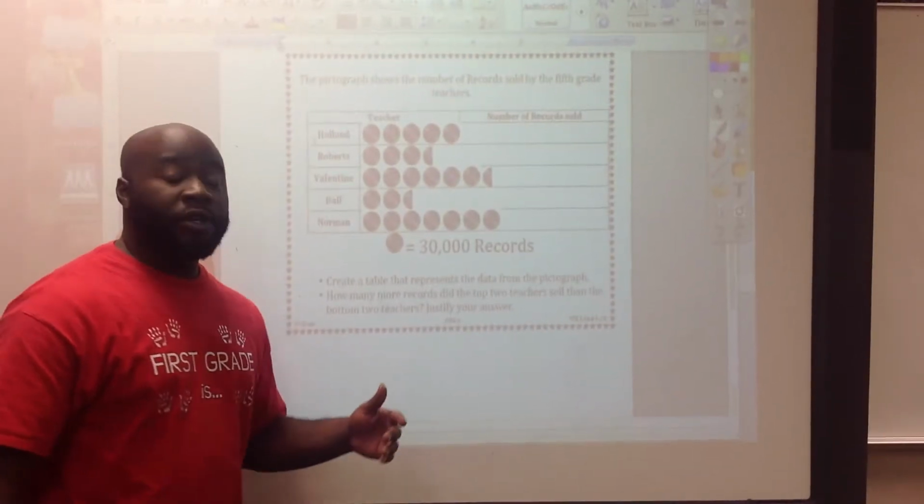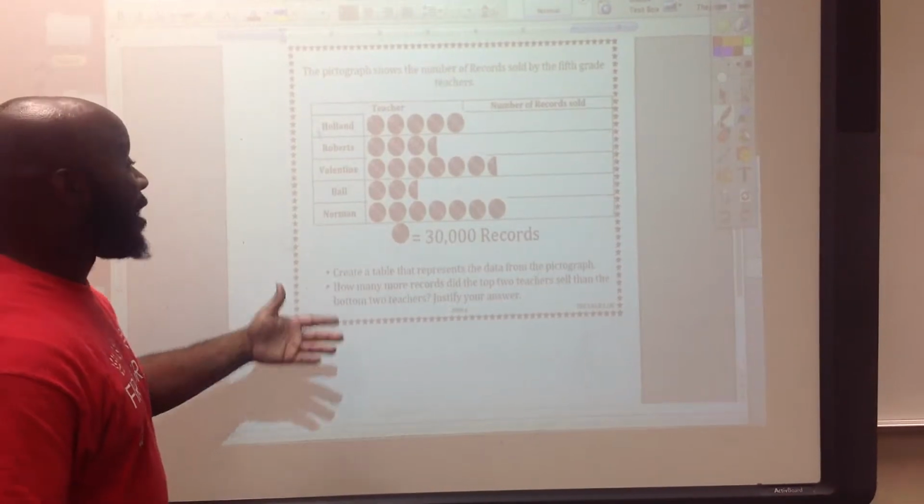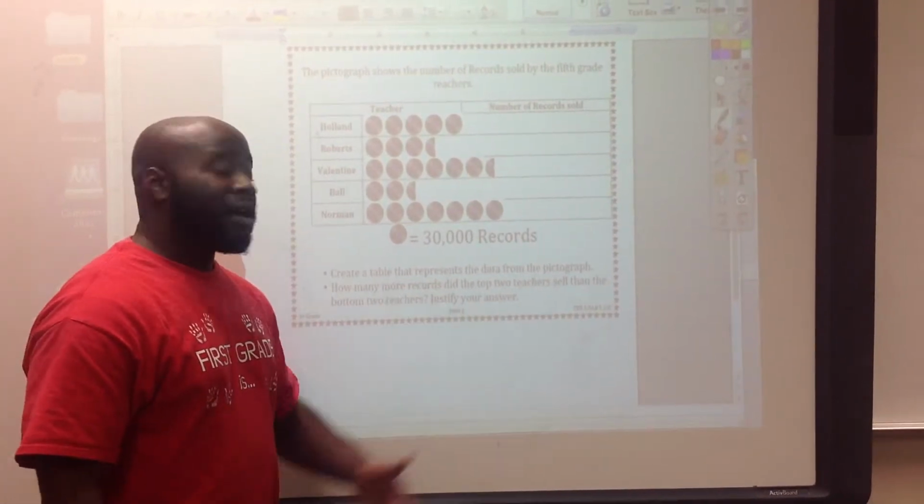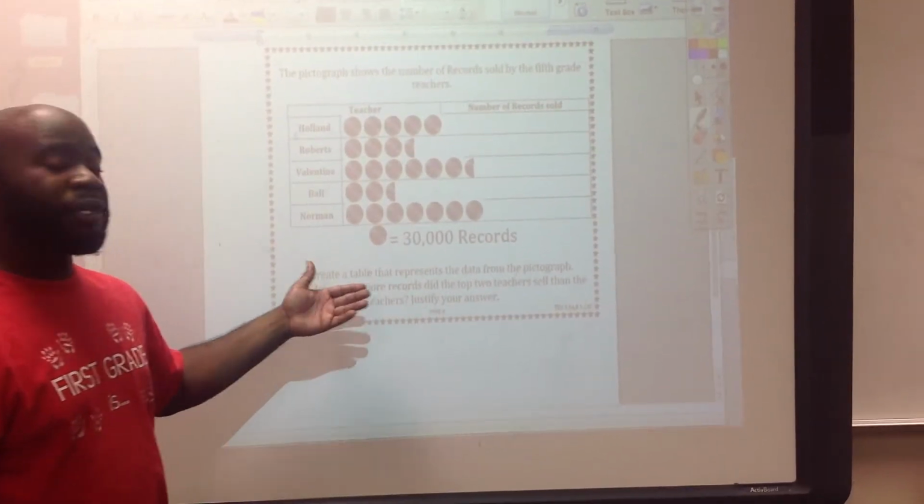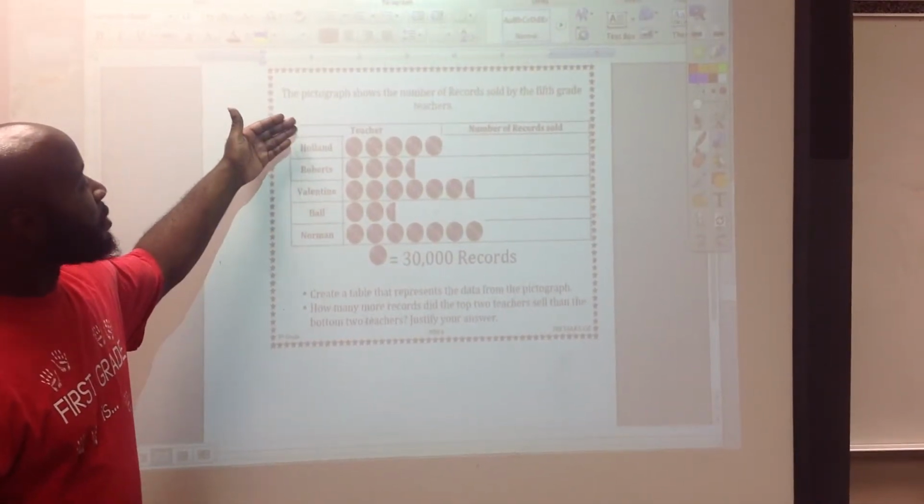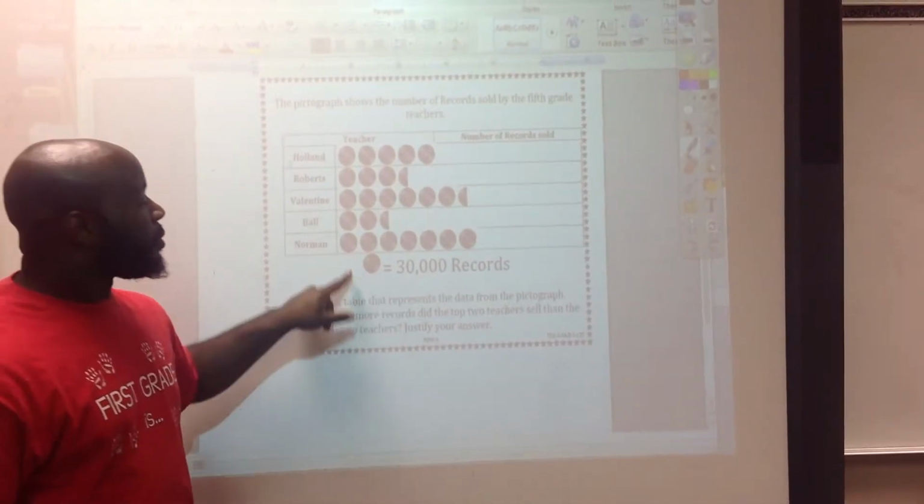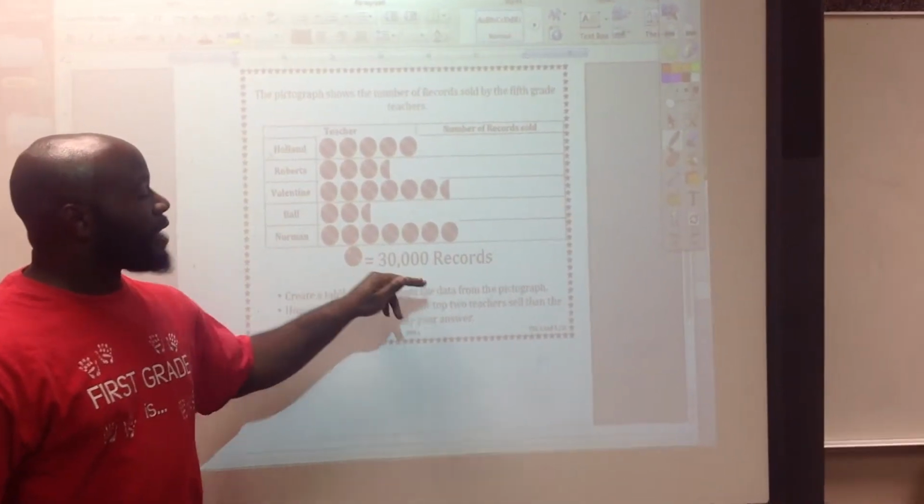How you doing there? We're going to continue working on problem-solving strategies by interpreting tables, charts, and graphs. Right here we have a pictograph, and a pictograph uses pictures to represent numbers and figures. So right here we have a pictograph using the teachers selling records, okay? And it says that each record means that it was 30,000 sold.